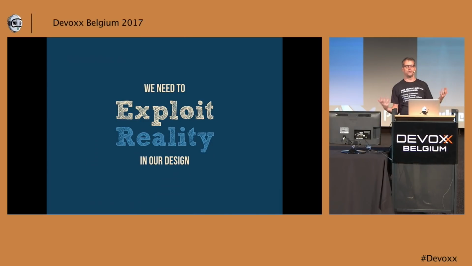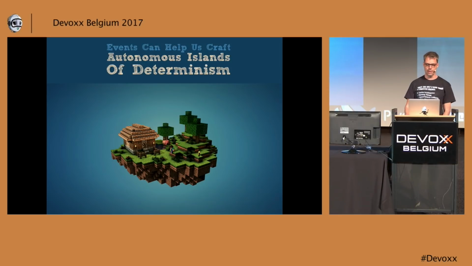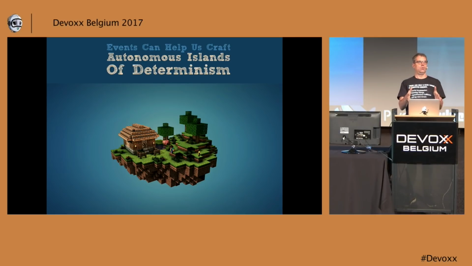So we need a way to exploit reality in our design and use it to our advantage. Just look around and model the world as it actually is, instead of trying to create some sort of shielded, simplified world in our computer systems. And I really believe that events can lead to greater certainty. It can help us model this uncertainty that I'm talking about, because events can help us craft these autonomous islands of determinism, where we are in control of now, and we can rely on things being fully deterministic.